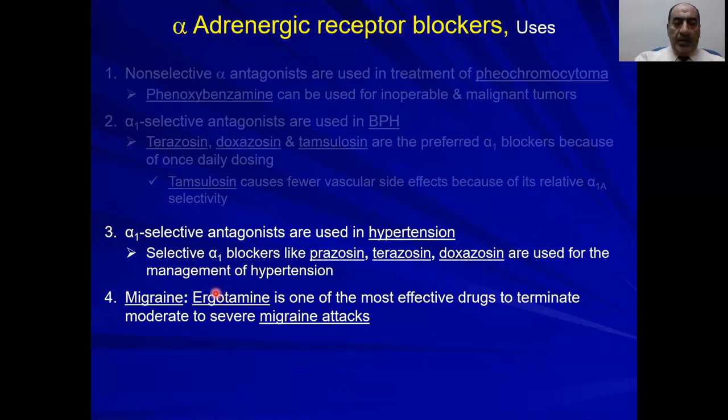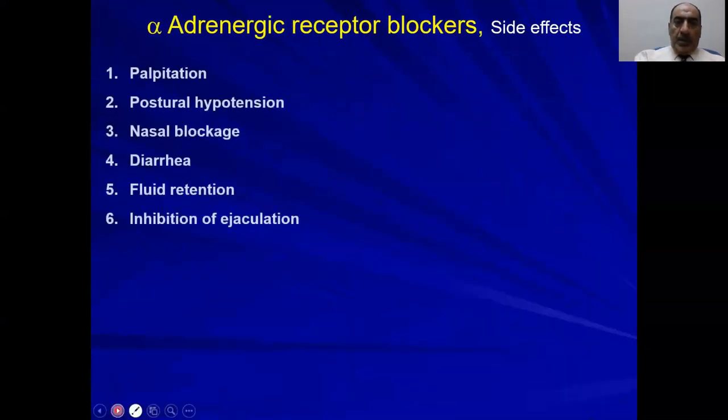They are used also in migraine, like ergotamine, one of the most effective drugs for moderate to severe migrainous attacks. So side effects are expected: palpitation, postural hypotension, nasal blockage, diarrhea, fluid retention, inhibition of ejaculation. We already talked about these, but this is just a conclusion of the adverse effects.